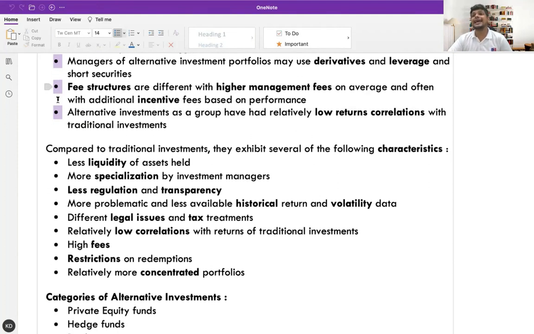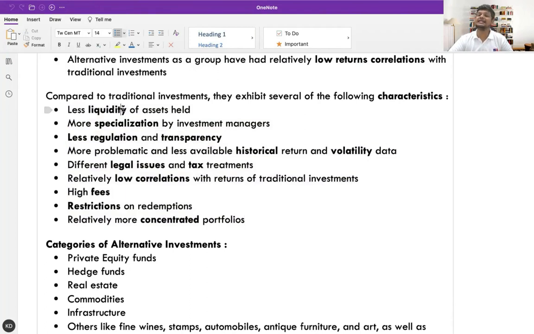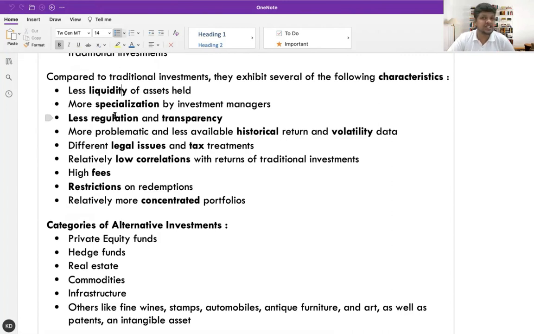So exactly what are the characteristics of alternative investments? These are very, very important characteristics. They are less liquid. For example, real estate, is it easily sellable like stocks? No. They are less liquid. They are very specific in nature, so not every property is the same. There is less regulation and transparency. For cryptocurrencies, there is a lack of transparency, right? Historical return and volatility data is more problematic and less available. You will find it very difficult to find data, especially for hedge funds or private equity, because they are not regulated enough. They don't have to mandatorily publish all their data, correct?